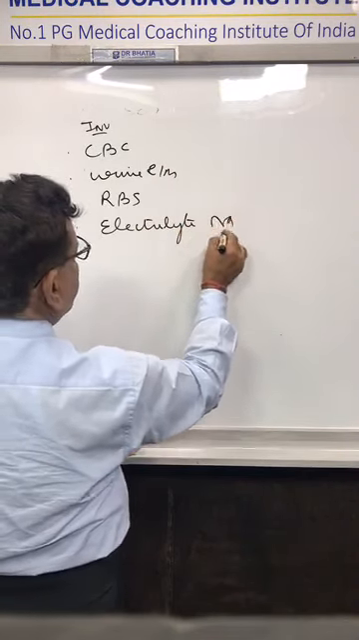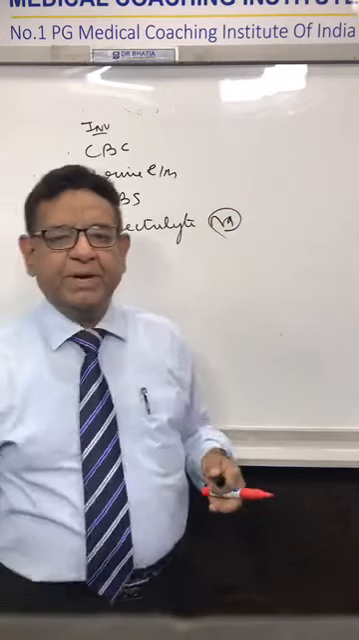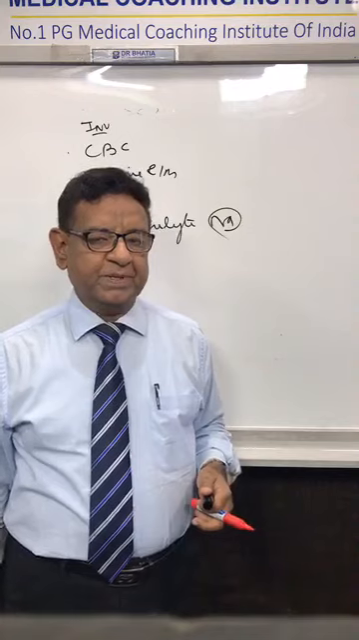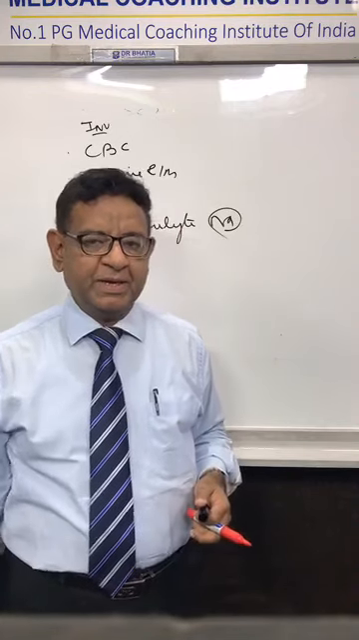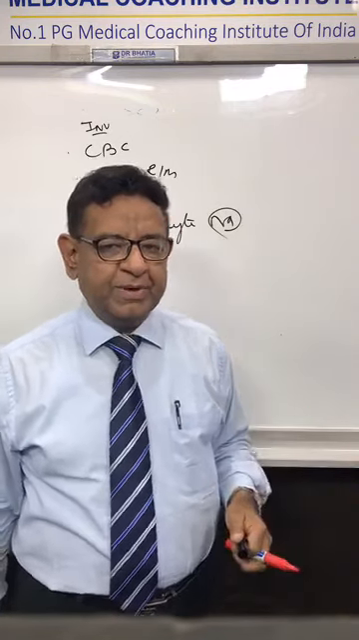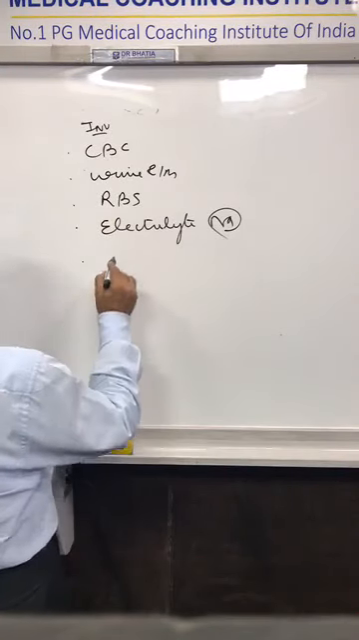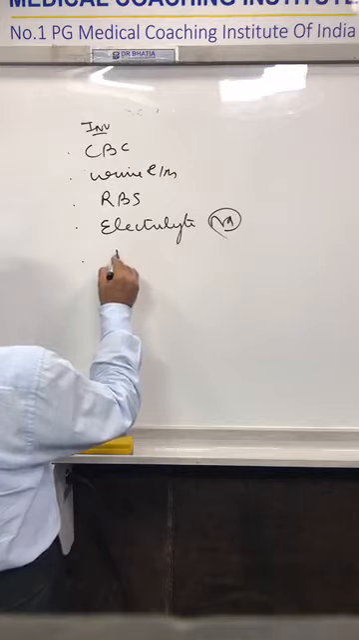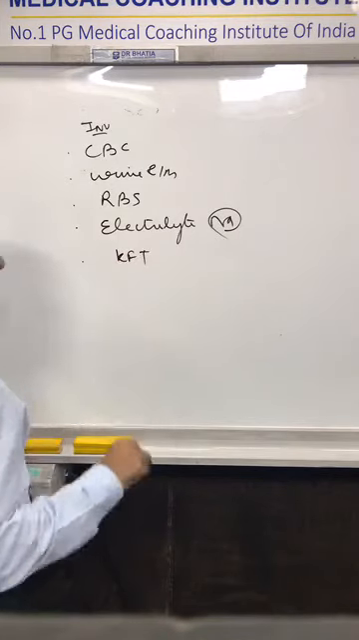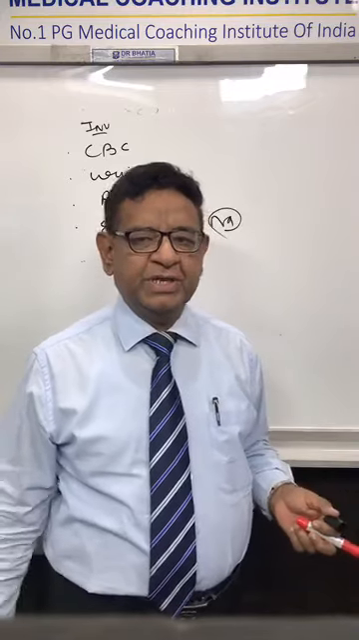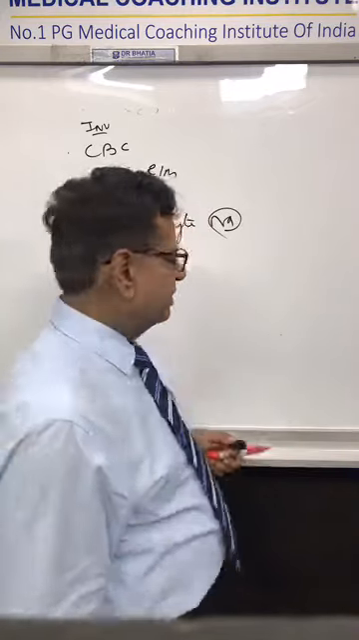electrolytes, especially sodium. Remember, potassium usually causes cardiac problems, both hypo- and hyperkalemia. But it is hyponatremia which causes seizure. You like to go for kidney function tests because the patient may have uremia, may come as seizure disorder, and unless you treat the uremia, the seizure will not go.